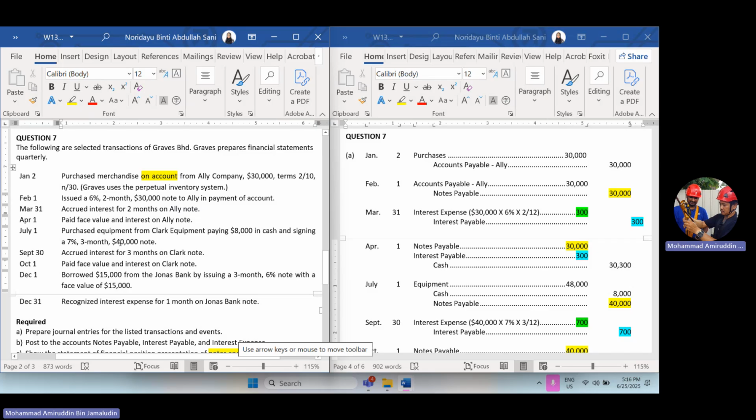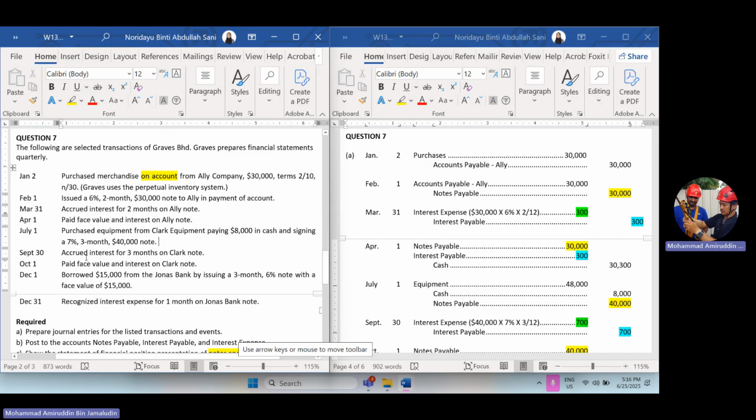Even if it's not stated, you can work it out if they give you the value of the equipment. Let's say purchase equipment 48,000, paying 8,000 in cash and signing the 7% 3-month note. Can I know how much the notes payable is? Of course. They give you 48,000, you pay 8,000 by cash, so the balance belongs to the notes payable.